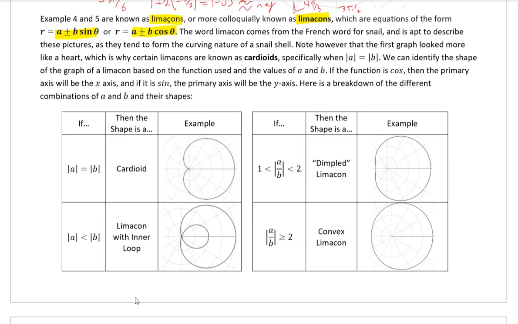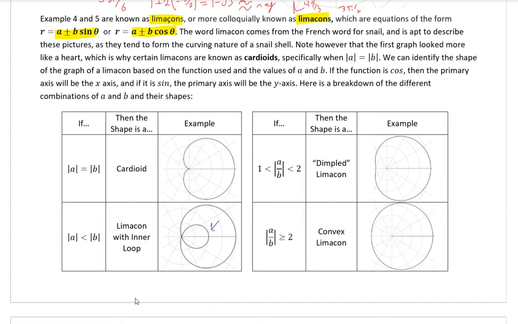If you have a is less than b, which is what we had in the second example, again, not considering their positive or negative versions, we have an inside loop. These are the most common too, but you could also have other versions of a and b. If you have a over b, the ratio of them is between 1 and 2. Before we had a was 1 and b was 2, so that would be 1/2. This would not be true.